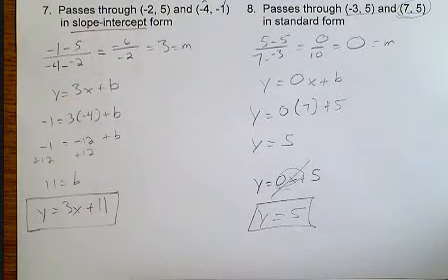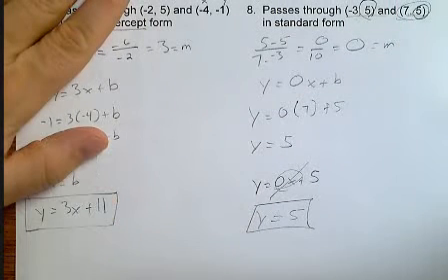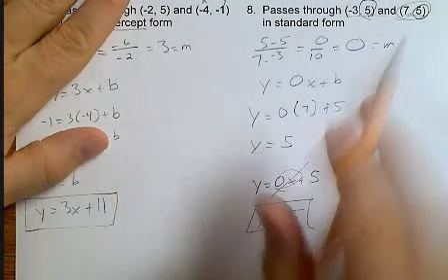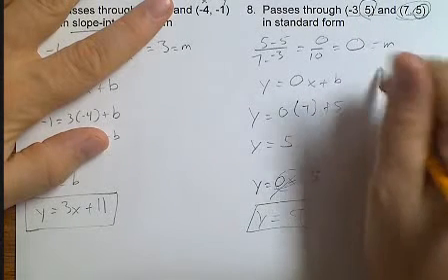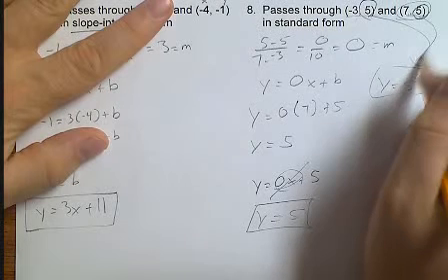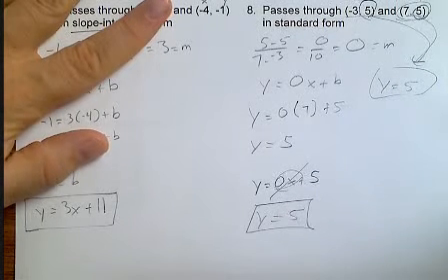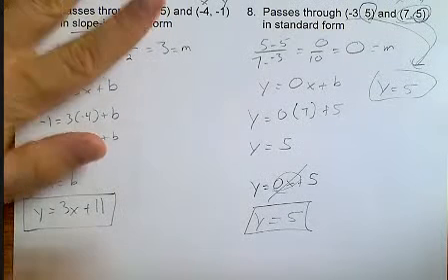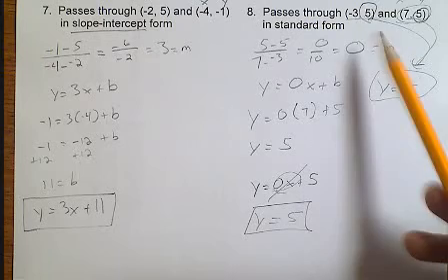Now, I worked this out a very long way, when in reality, you could have noticed that y was 5 in both situations, and right here, you could have immediately jumped to y equals 5, just based on the fact that both points have 5 for y. But I wanted you to make sure that you understand why that is by working out in long form.